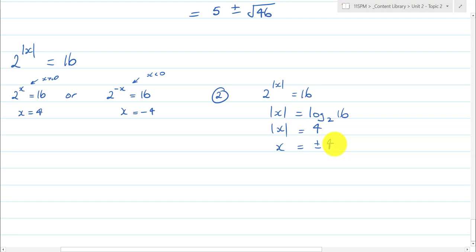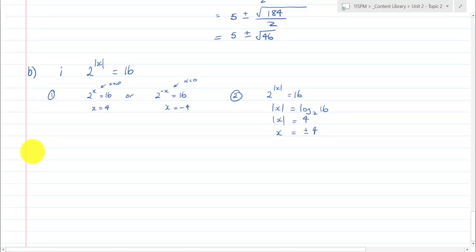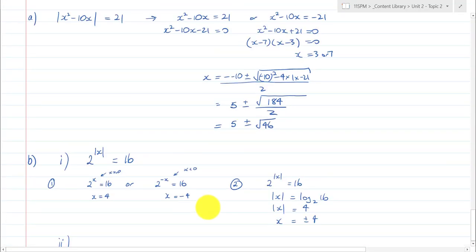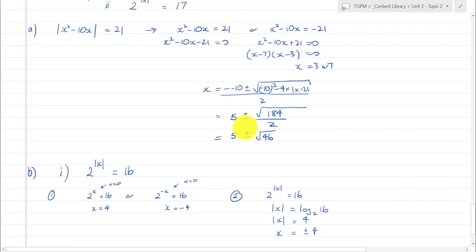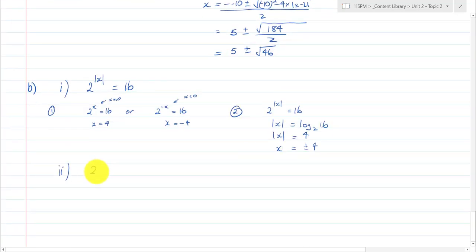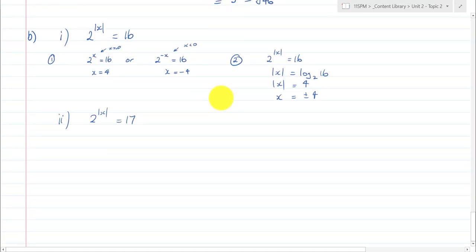And again, I don't really care which way you do it. I personally tend towards the second way. Easier because the first way does involve rearranging the same thing twice. So I would tend towards the second way, but it's up to you. 2 to the power of modulus x equals 17 is pretty much the same question. I don't really know why I put it in here, but let's do it now because it's there. I'm going to do it the second way using my method. It gives me modulus of x equals log base 2 of 17. And therefore x is equal to plus or minus log base 2 of 17.